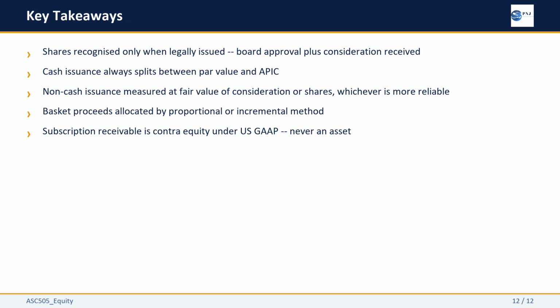Basket issuances use either the proportional method when both fair values are known, or the incremental method when only one is known. And subscription receivables are contra equity under US generally accepted accounting principles, never assets. Thank you for completing this section on stock issuance, all scenarios.